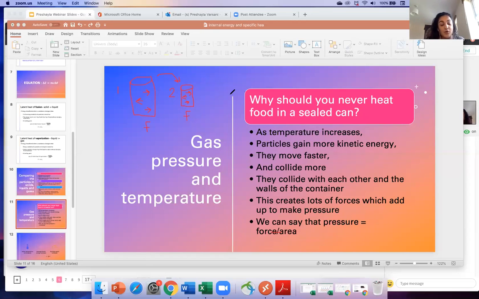Okay, so there's more pressure in container 2. Although there's the same amount of force, there's a smaller area. And it's all done with this pressure equals force divided by area equation. Now, we're not going to go through this equation because we have done it before. And if you do want to have a look at that, then do go back and look at the webinar on pressure. But just as a reminder, pressure equals force divided by area.